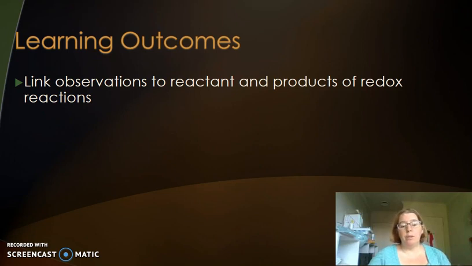So the first point to note is that you do get a resource sheet or some resource information with your assessment, so you don't have to memorize all the colours and all the reactants and products. You just need to be able to actually make those links correctly.